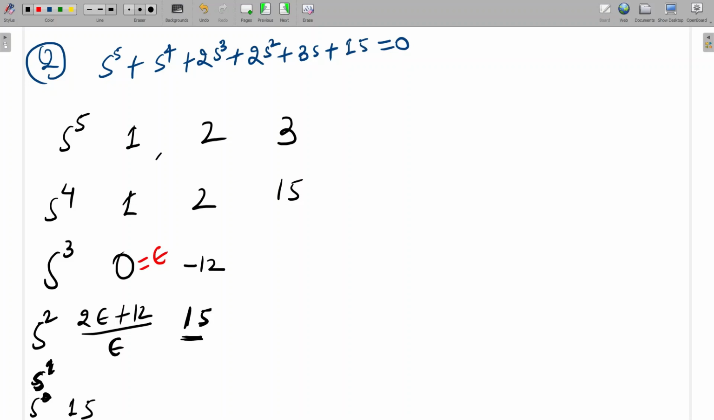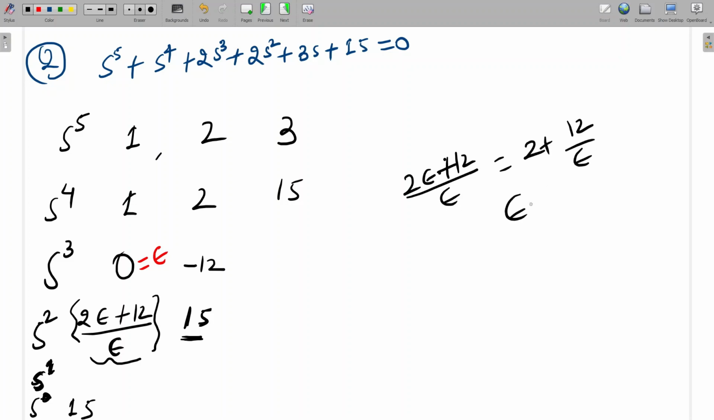So we have to calculate s to the power 1. Okay. So some k value is there. What is this k value? Is it positive or negative? So 2 epsilon plus 12 by epsilon, that is 2 plus 12 by epsilon. Epsilon tends to 0, so this will be infinity. So it will be positive. So we can assume this as some k value which will be positive.